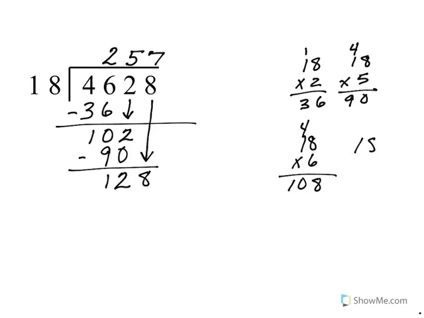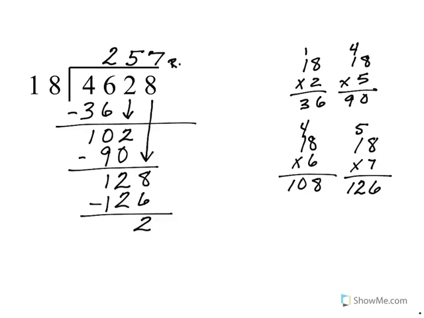Now I need to multiply on the side. 18 times 7. I know that 8 times 7 is 56. 7 times 1 is 7, plus 5 is 12. Now I know 7 times 18 is 126. And when I subtract, I get a 2, which is less than 18, my divisor. So I am good to put my remainder of 2 here. And my answer to this one is 257 with a remainder of 2.